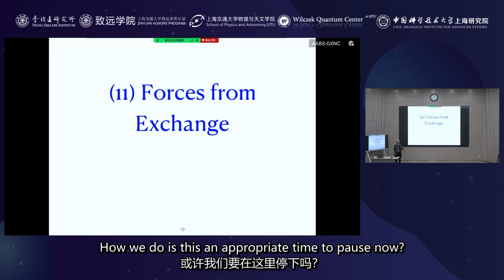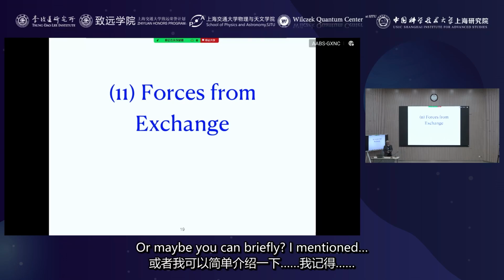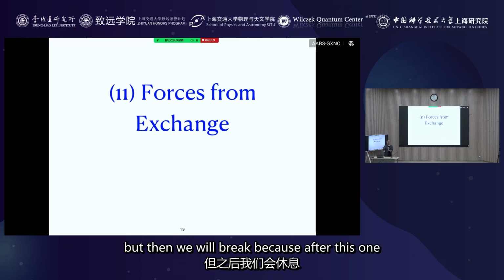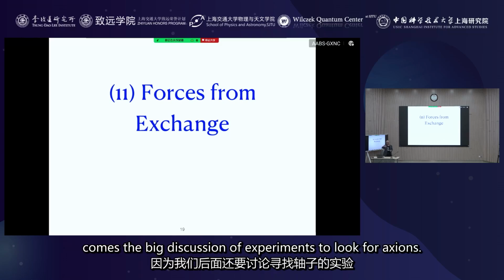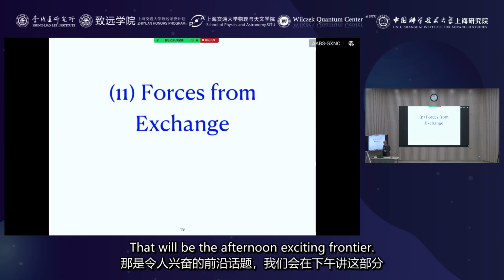Is this an appropriate time to pause now? Or maybe you can briefly mention. Okay, I'll do this one, but then we will break, because after this one comes the big discussion of experiments to look for axions. That will be an exciting frontier.